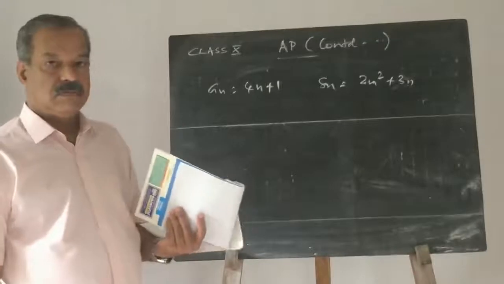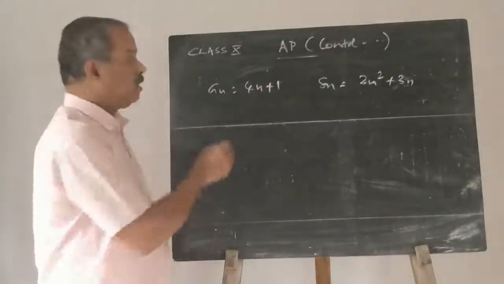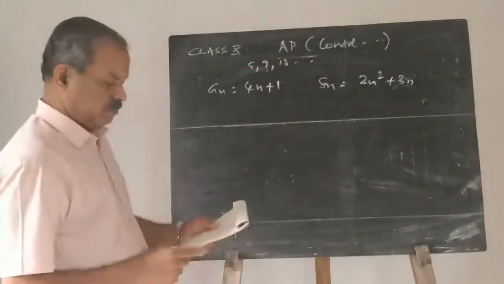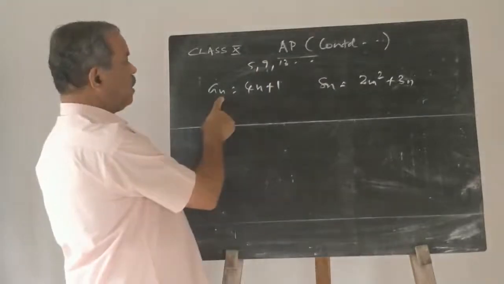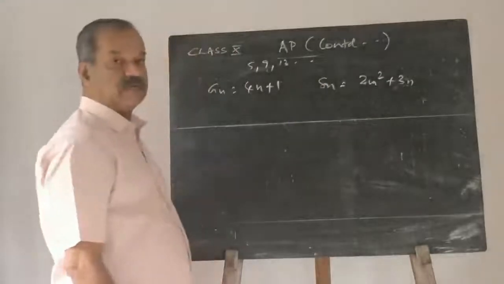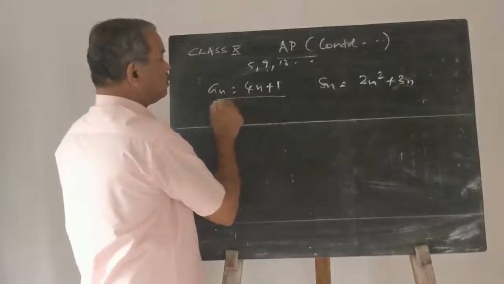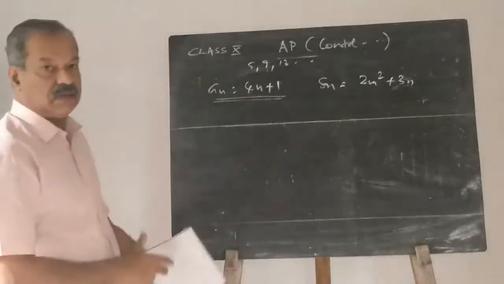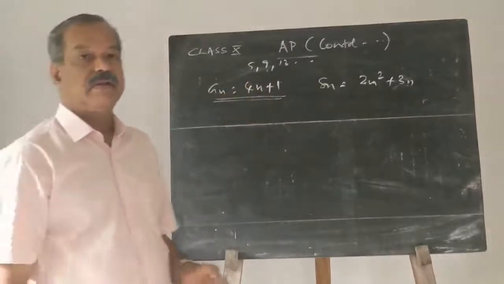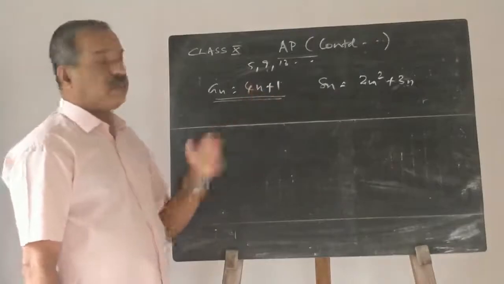Now, remember what was An of the given AP? 5, 9, 13, etc. An equals 4n plus 1. The sum of the first n terms is 2n square plus 3n. Now look at it. What is the characteristic of the nth term of an AP? We can understand from this, 4n plus 1.